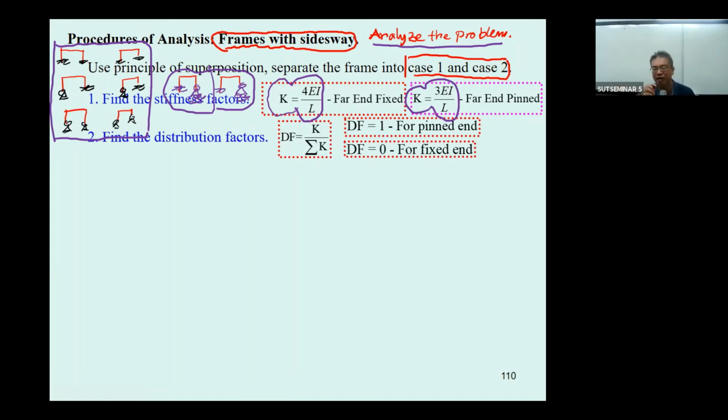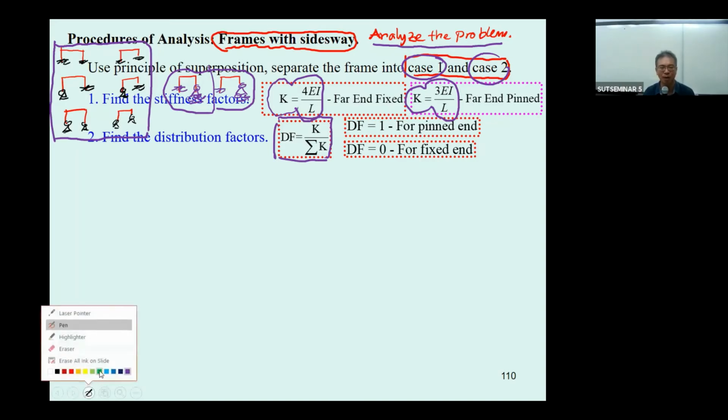You're going to use the same K, and this K you're going to use to compute the distribution factor. This distribution factor will be used for these cases. So it's a requirement. You're going to do it very carefully to get this distribution factor correct. Your computation will be correct again.